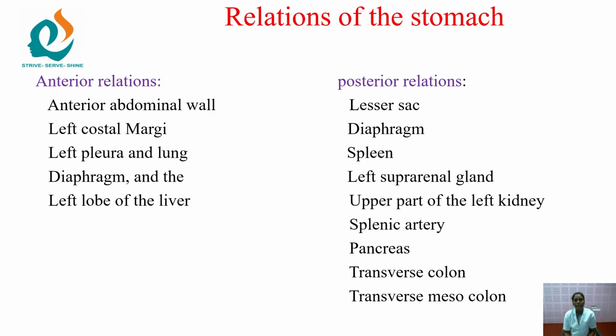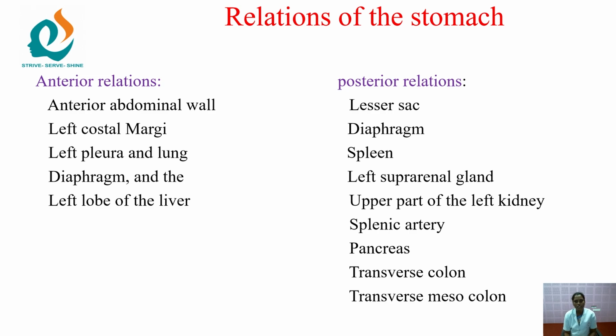Okay, next, what is the relationship of the stomach? What is the anterior relationship? What is the posterior relationship? The anterior relationship is the anterior abdominal wall. It's present in the front of the stomach: the anterior abdominal wall, left costal margin, left pleura and lungs, diaphragm, and the left lobe of the liver. These are all the things present in the anterior part of the stomach.